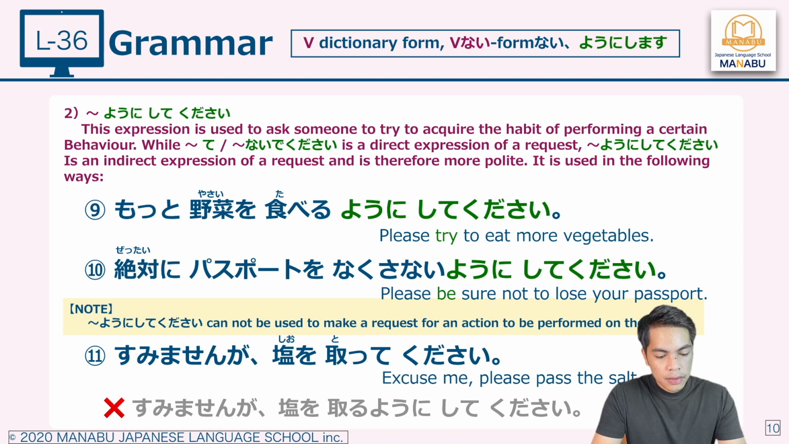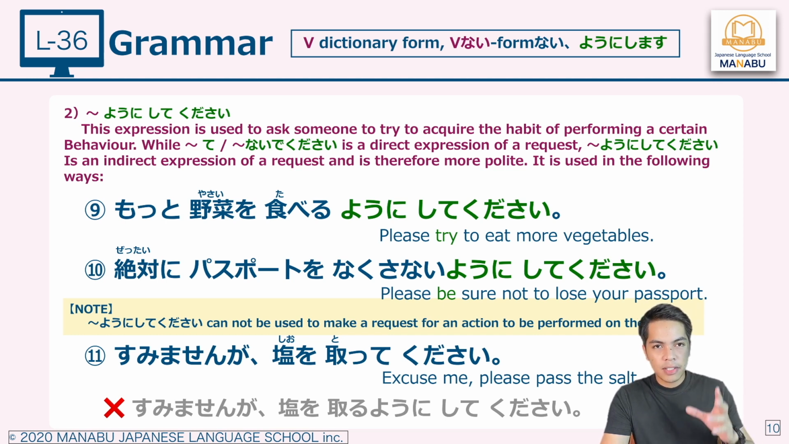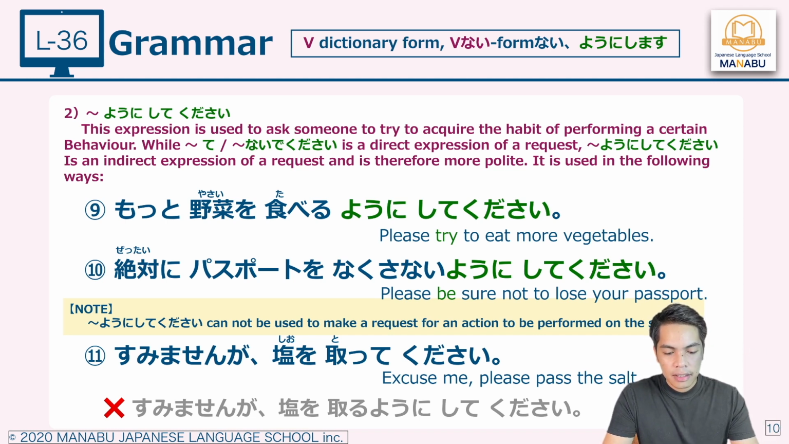So, note, the yo ni shite kudasai cannot be used to make a request for an action to be performed on the spot. For example, number 11, sumimasen ga, excuse me, shio totte kudasai, please pass me the salt. So, you cannot use the expression yo ni shite kudasai. Sumimasen ga, shio toro yo ni shite kudasai. This is like saying to someone, please make sure to get or pass me the salt. So, this cannot be used if the action is to be performed on the spot.